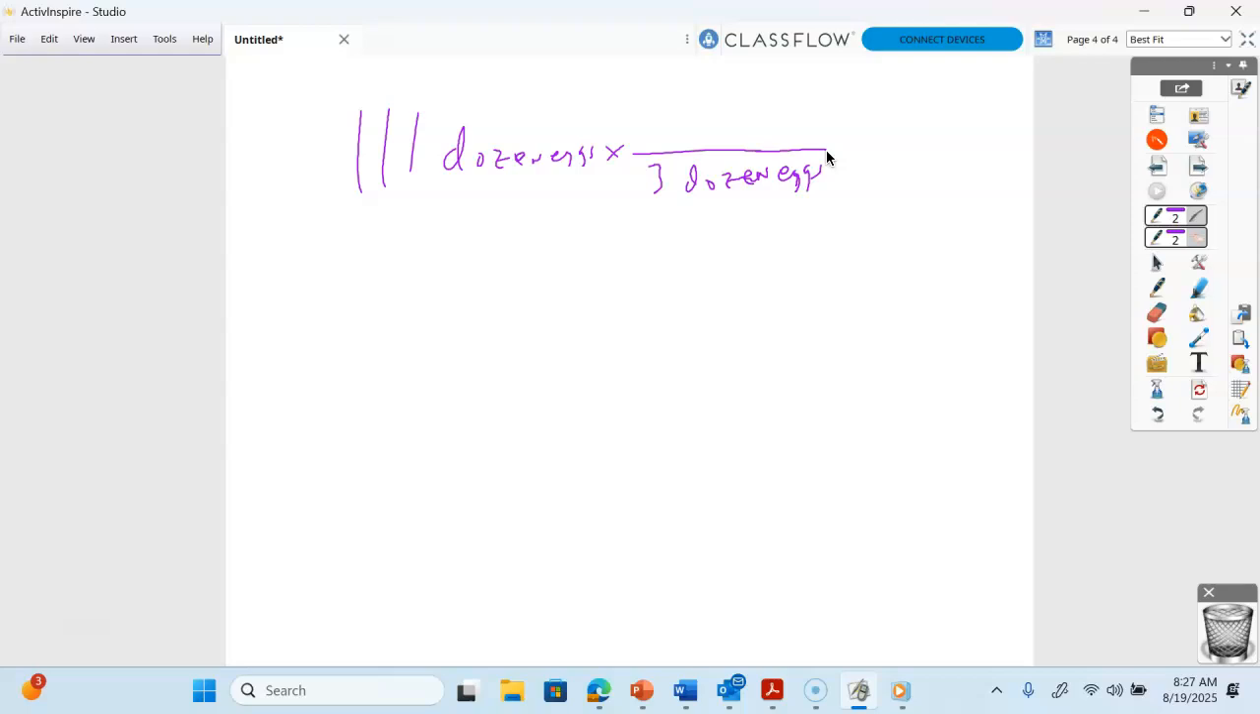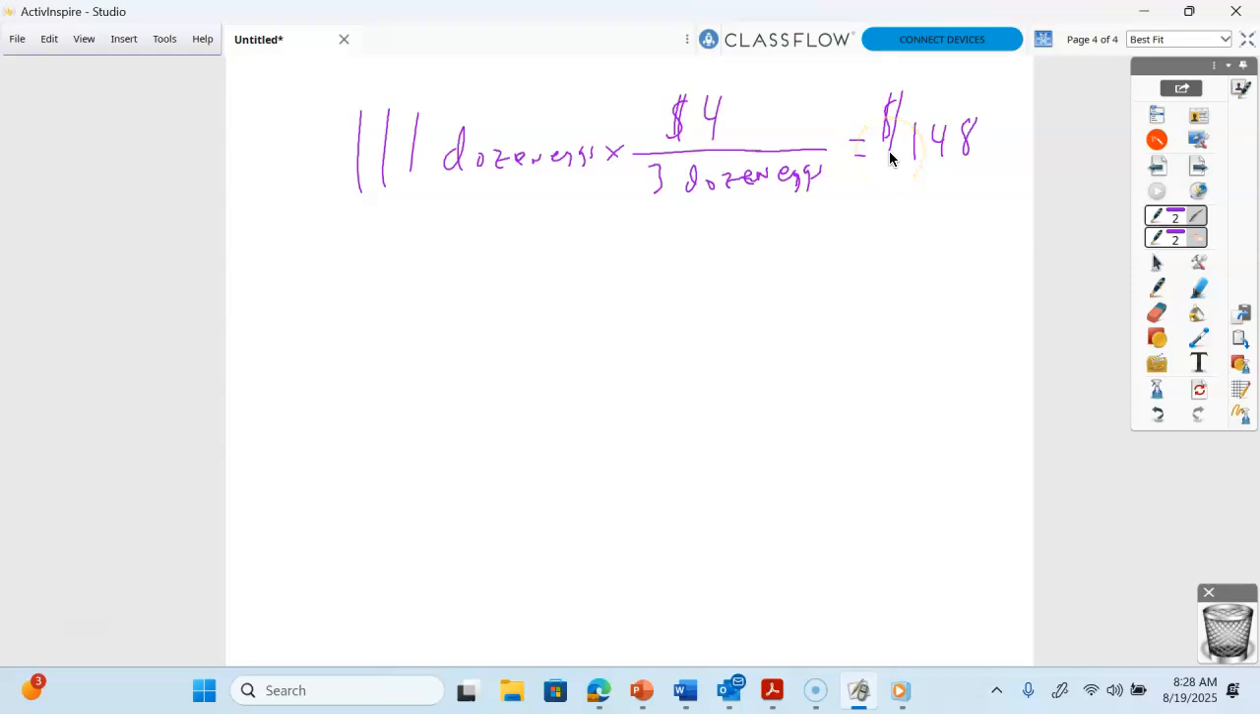Okay. Again, technically the math teachers would say you're multiplying by 1, which is why you're allowed to do this. $4 is 3 dozen eggs. All right. Oh, we got it in dollars. That's what we're looking for. 111 times 4 divided by 3. I get $148.